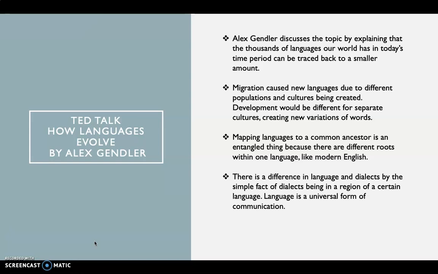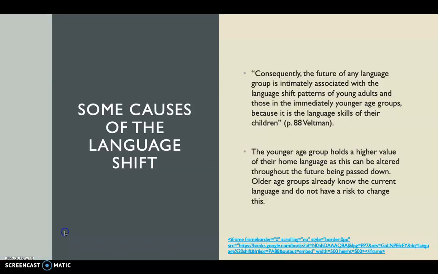The difference between language and dialects is the simple fact that dialects come from a specific region, while language is a universal form of communication. So that can be speaking, sign language, or a physical form of communication.